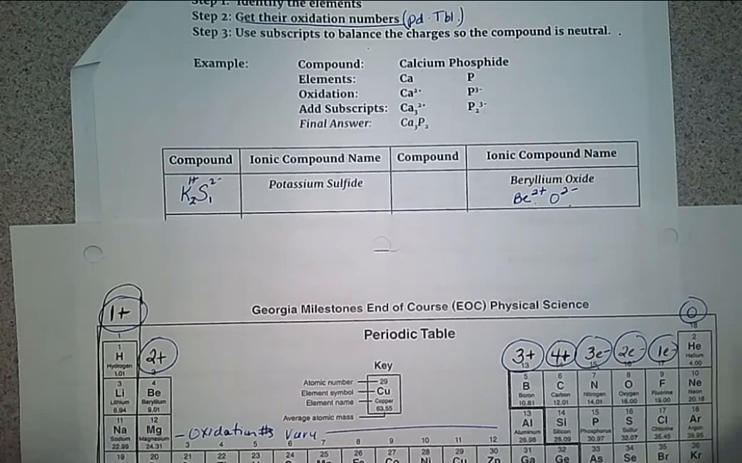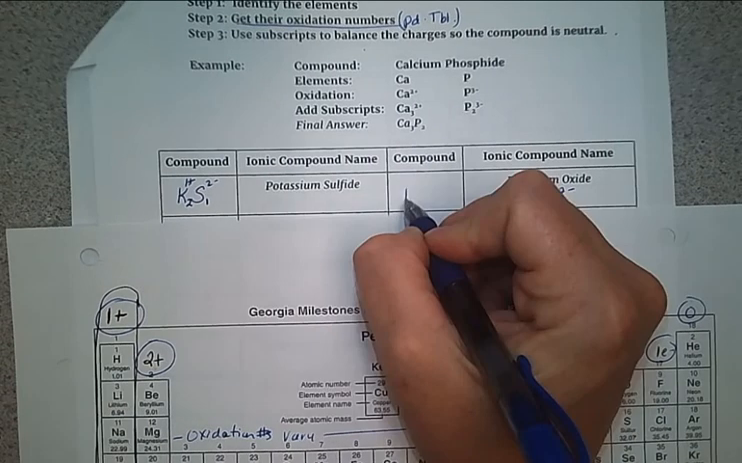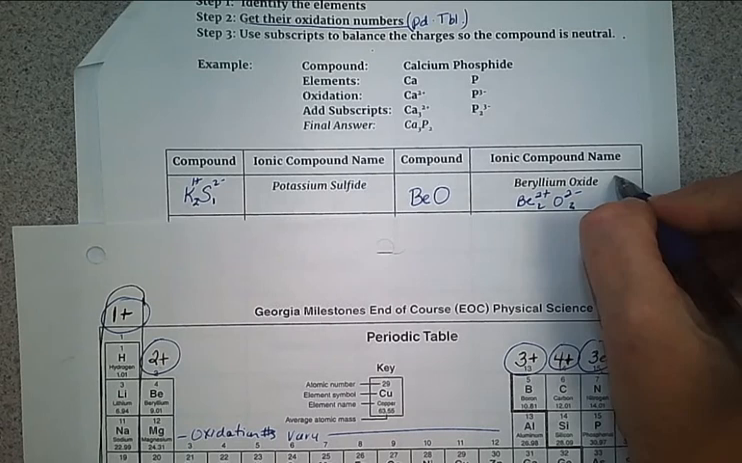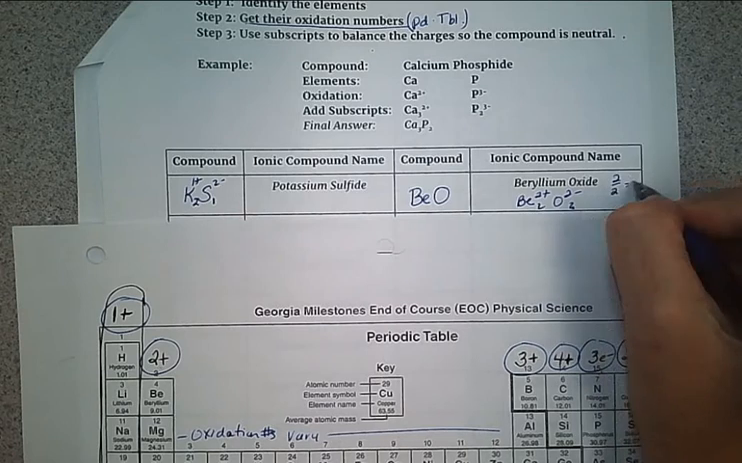The next one, magnesium oxide. Magnesium, I'm going to do my work here, is a +2. Oxygen is a -2. Again, same thing. So it's just MgO because it's a 2-2 ratio, which reduces to a 1-1 ratio.